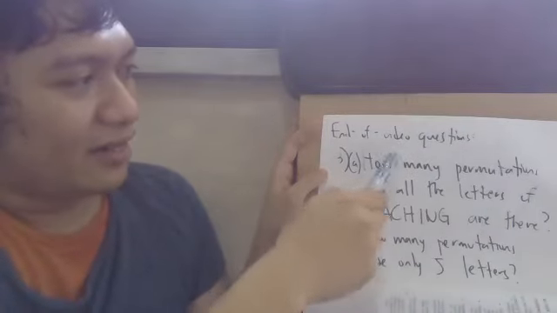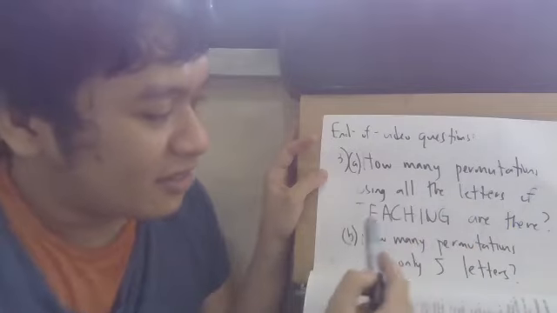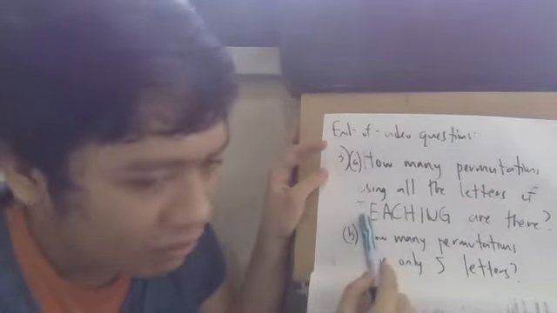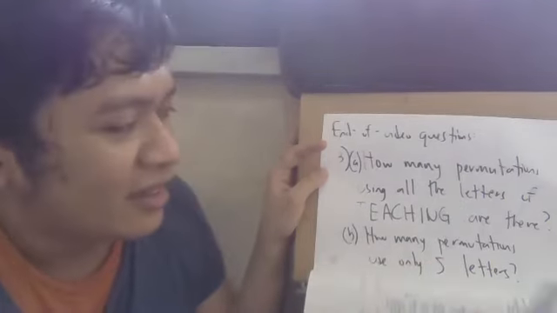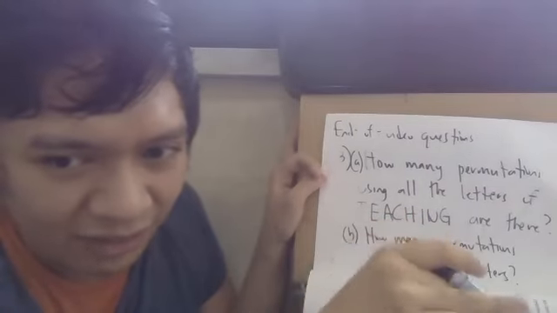There's another end of video question. How many permutations using all the letters of teaching are there? Well, teaching has 1, 2, 3, 4, 5, 6, 7, 8 letters, and all of them are different. So you can apply the formula for permutation.